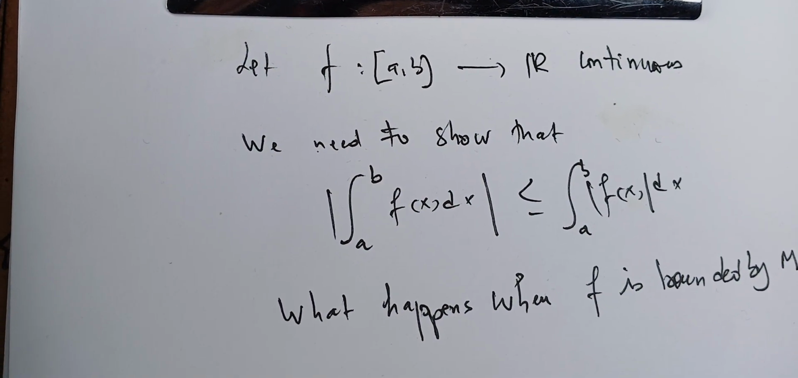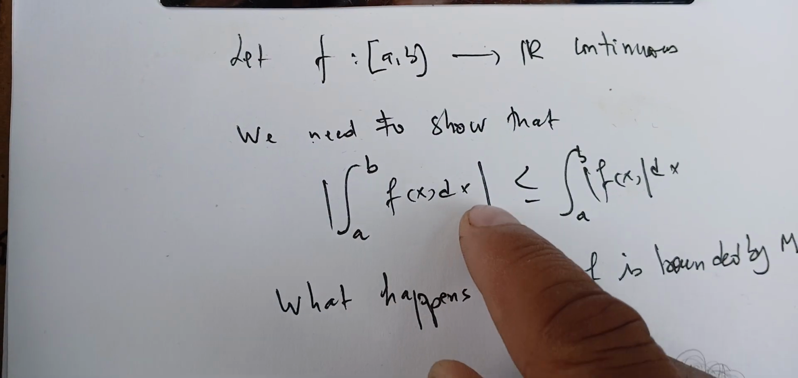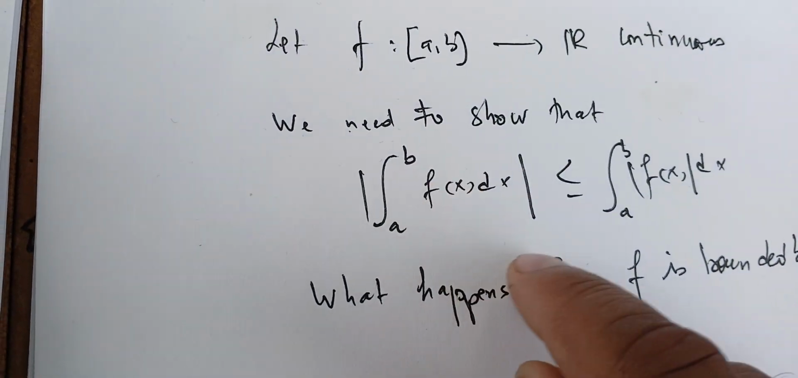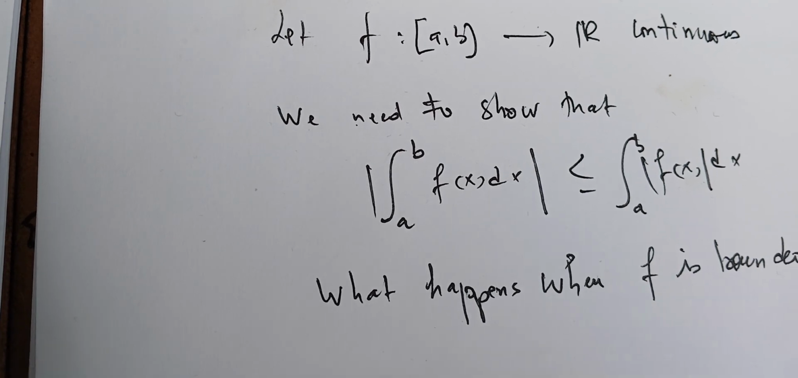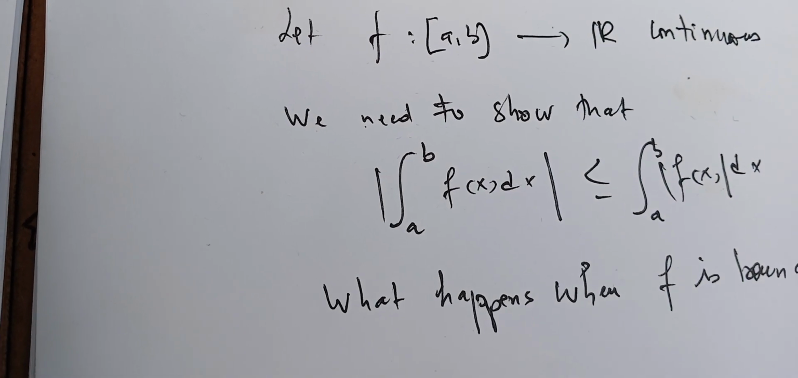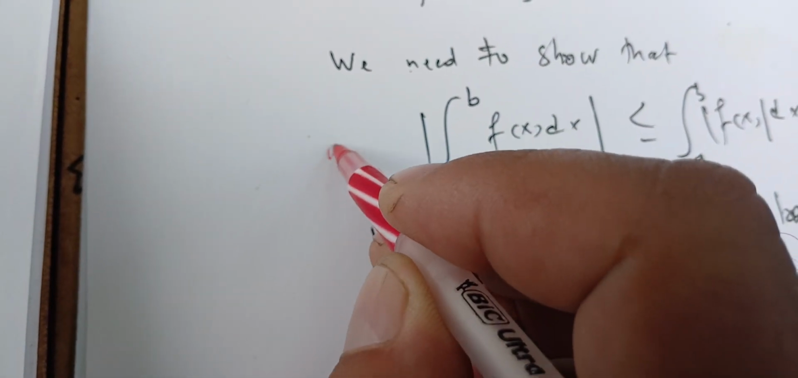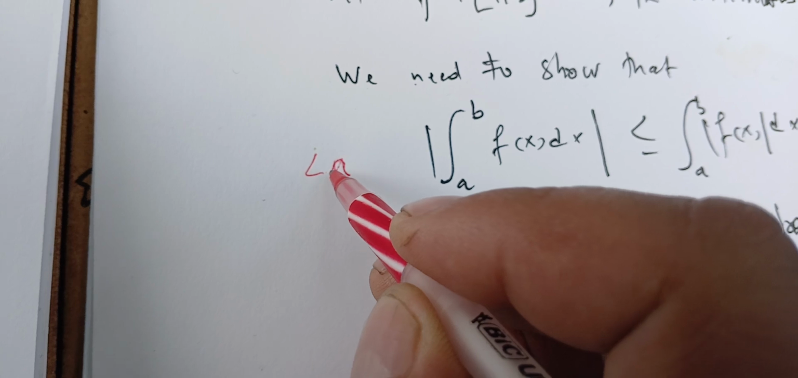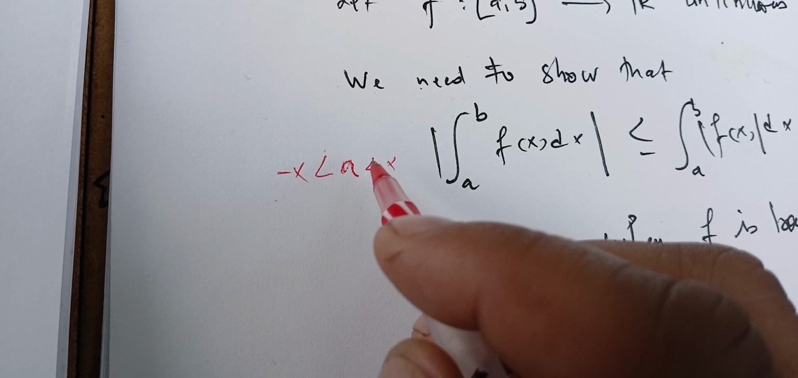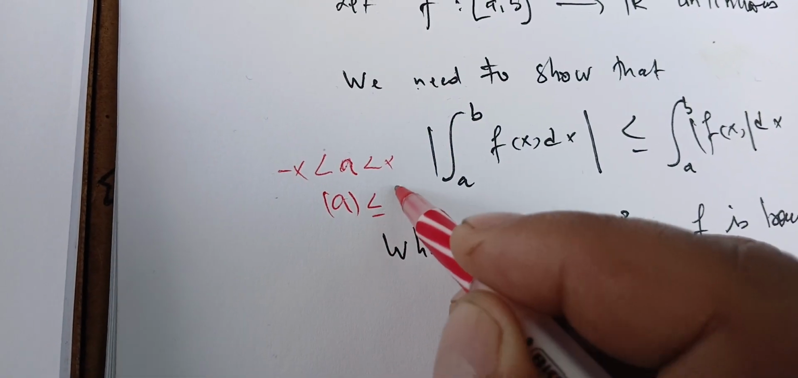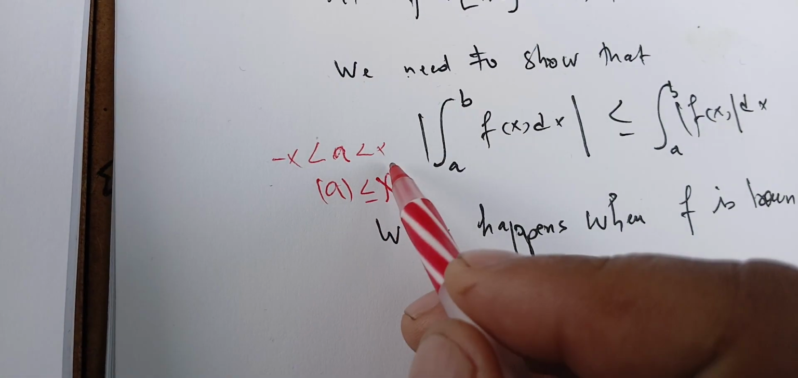So the key idea here is that we want to find an upper bound of this integral. And this is a very famous formula that we can use here. If we are given that a is between minus x and x, that means that the absolute value of a is less than x. So we're going to use this one here.